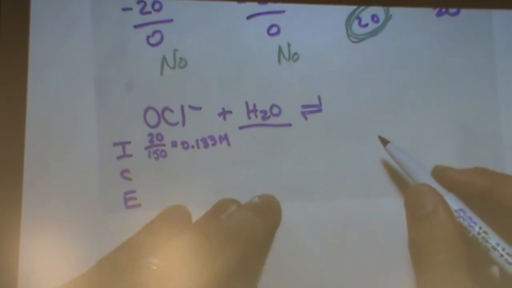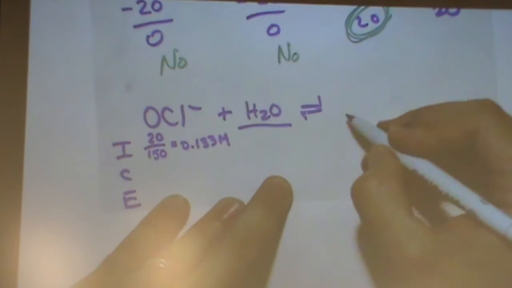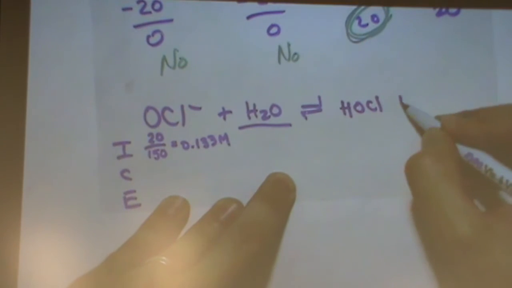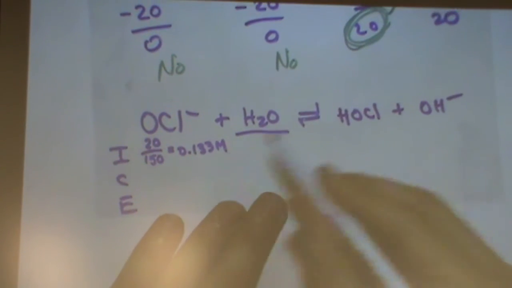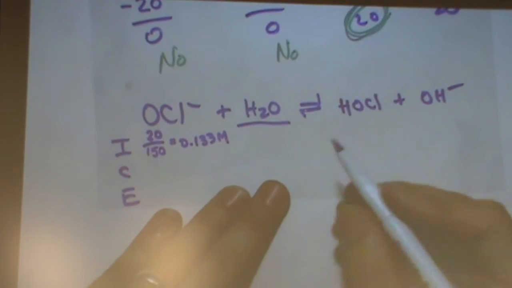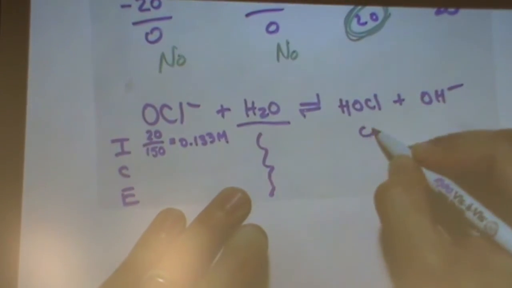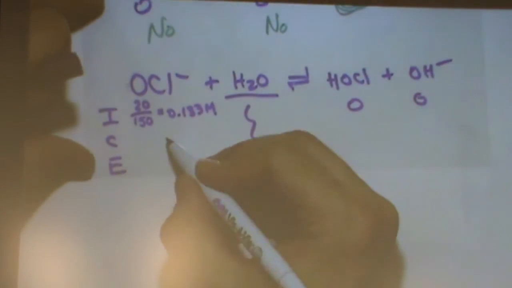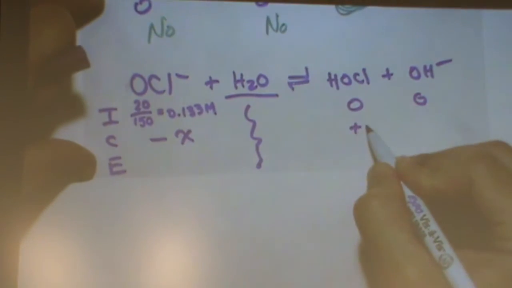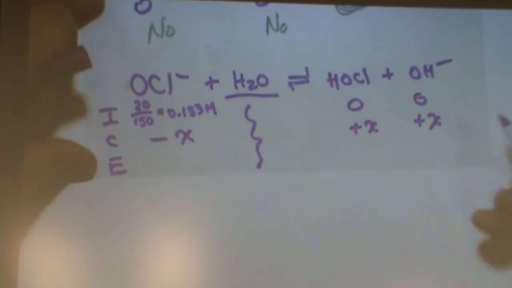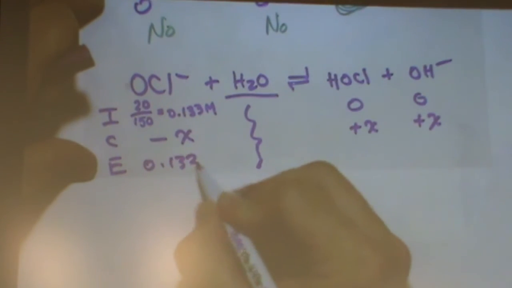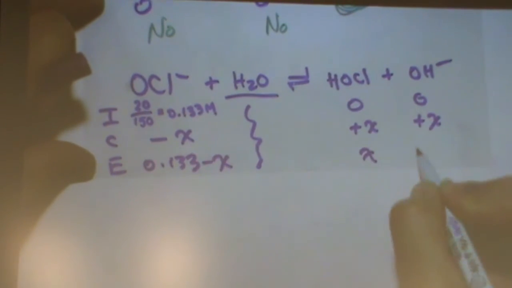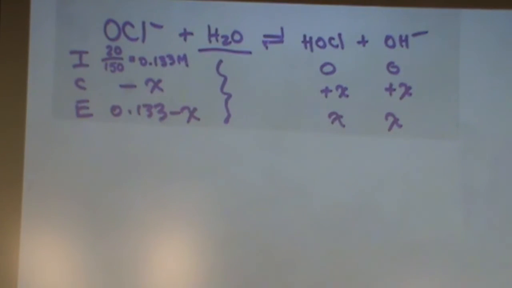Gotta write the reaction in order to do the ice table. The base gains a proton. The acid loses a proton. Okay, so hopefully you can write reactions like this, or at least by the final. Ignore water, 0 and 0. You're gonna subtract here, add to the right-hand side. Remember the plus x always goes on the side where the 0 is. 0.133 minus x, x, and x. Okay?